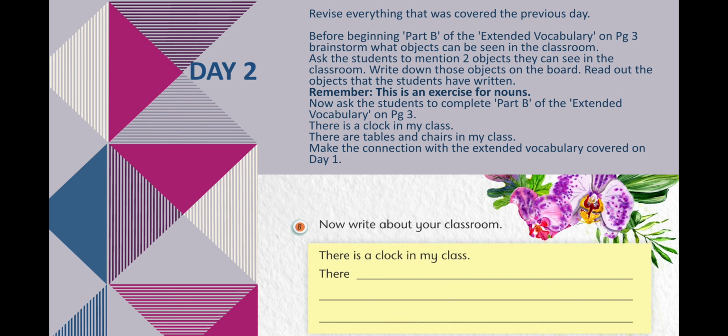Now ask the students to complete part B of the extended vocabulary on page number 3. There is a clock in my class. There are tables and chairs in my class. Make the connection with the extended vocabulary covered on day 1. So "There is a clock in my class" is written, and after that there are three lines given, so students can write the names of as many things as they can see in the classroom with correct spelling, and they should do it in the book.